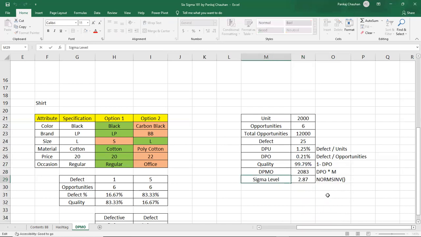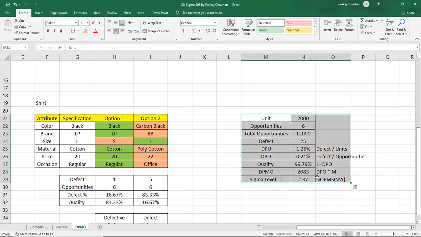Please remember, this is your long-term sigma. I will explain in my next session what the difference is between long-term and short-term and how we find it out. So this is the way we calculate the DPMO. What did we understand in this session? We understood the difference between defect and defective, how to identify a defect, how we say it's a defective product, and how to calculate DPU, DPO, quality, DPMO, and sigma level.